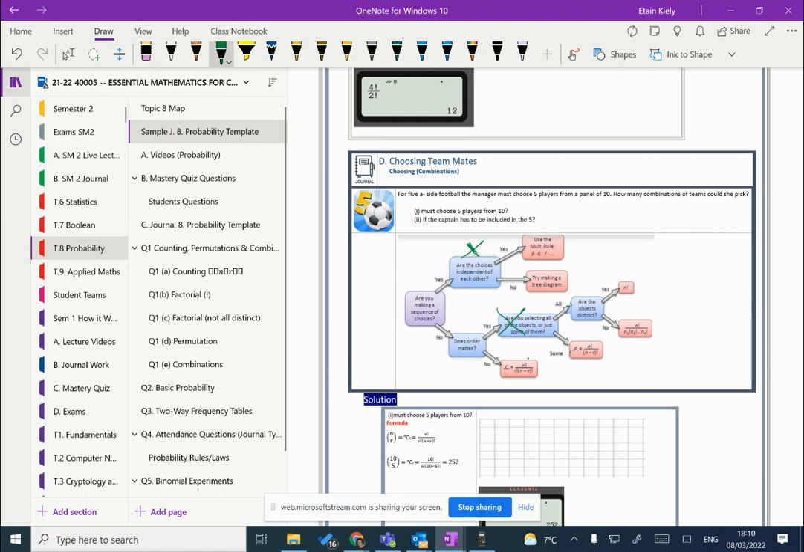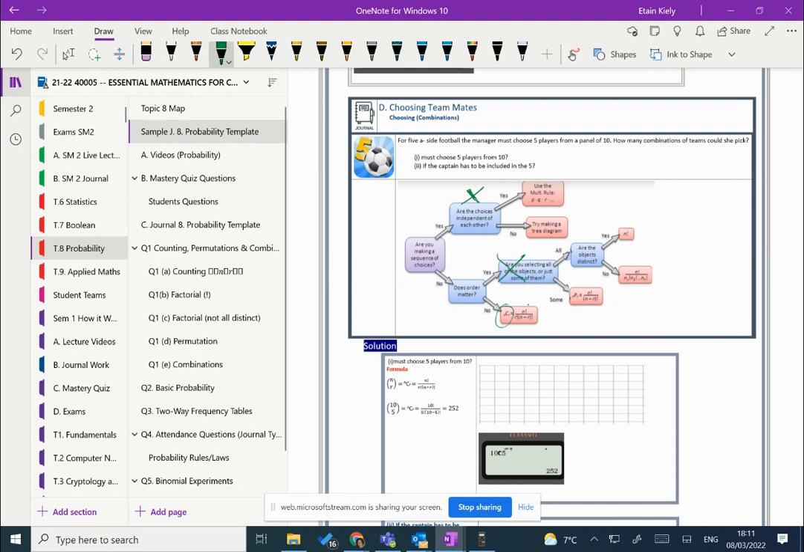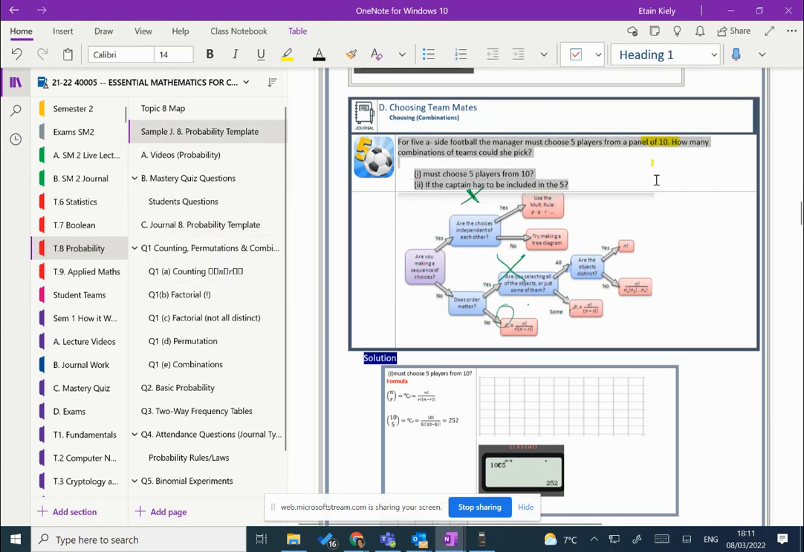So what we've been looking at already is the multiplication rule or permutations and the factorial button. The last one we're going to look at now is combinations. You'll see there's a C here in the formula, and you'll also notice the question actually mentions combinations. We're being given a five-a-side football team, and we have 10 people to choose from. So it's a panel of 10, and we must choose five players. That's the important bit, from a panel of 10.